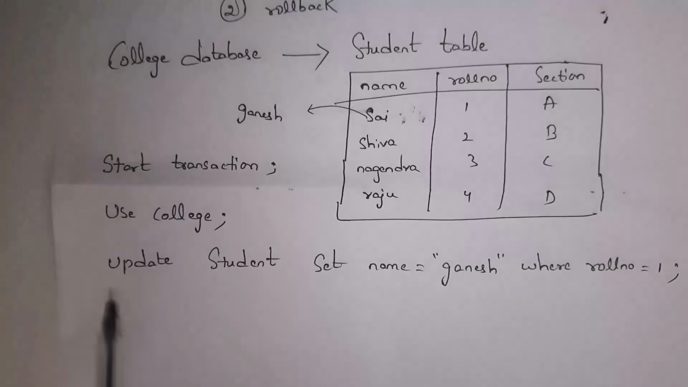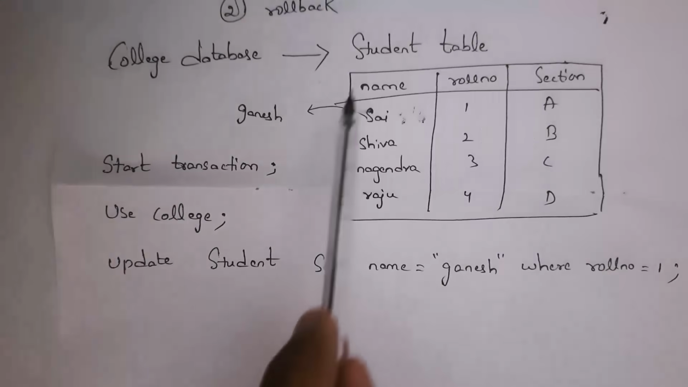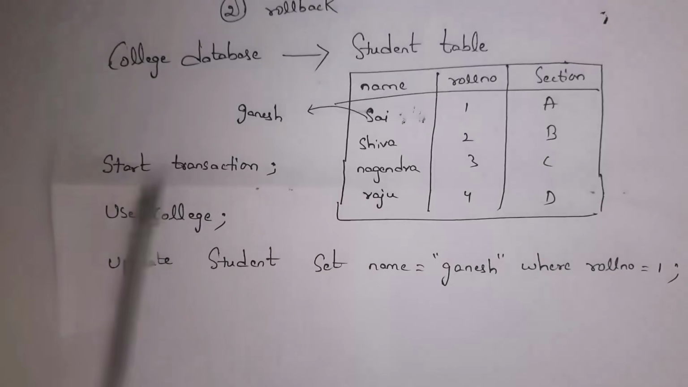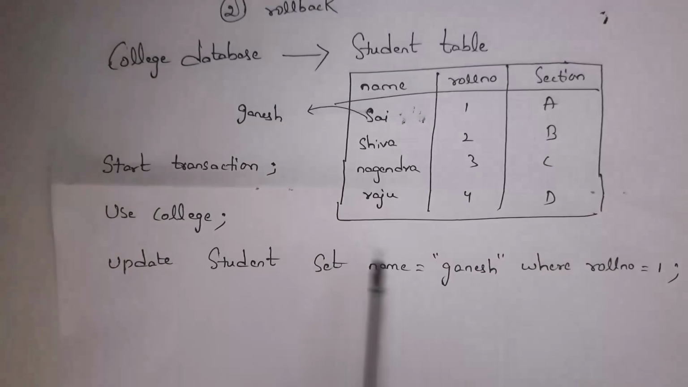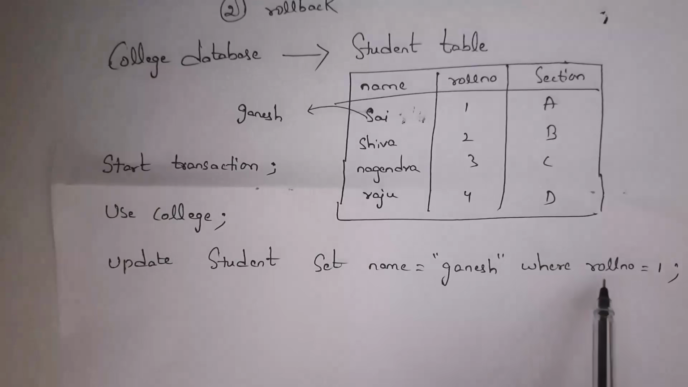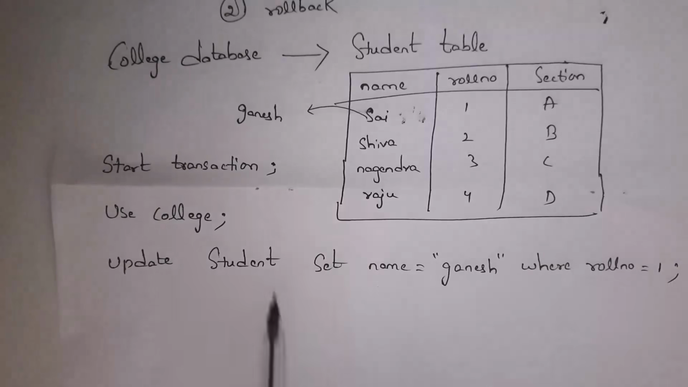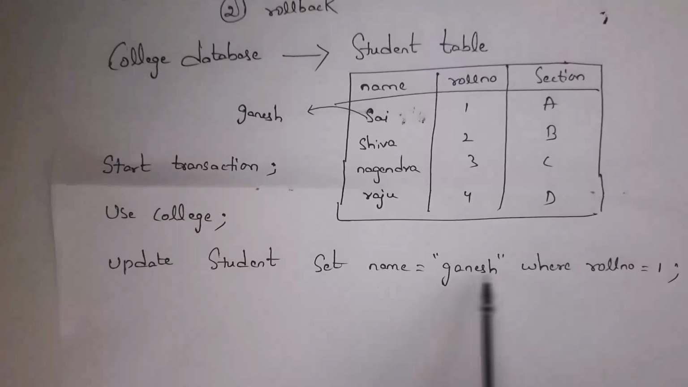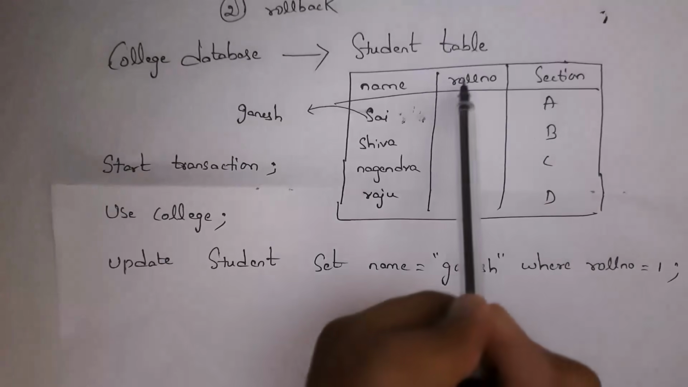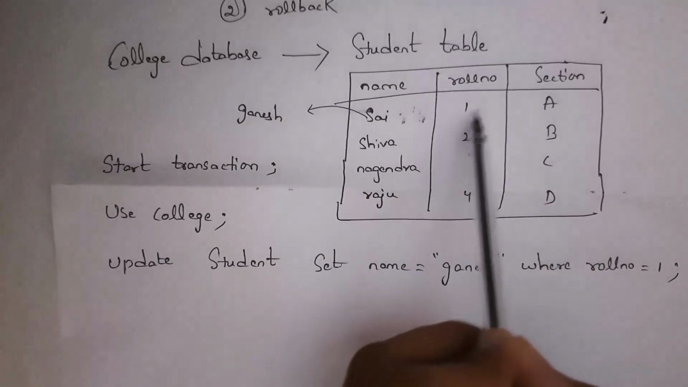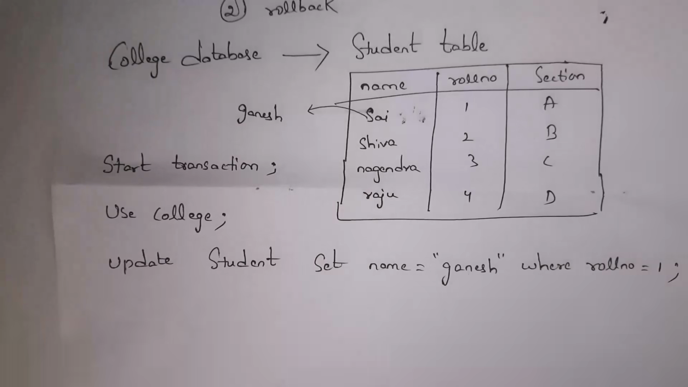Now in the student table, I want to change name Sai to name Ganesh. So just you need to use update command. So just write here update and table name. I want to update data which is present in student table. So just write update student, set name equal to Ganesh where roll number equal to 1. Meaning of this code is it will change name to Ganesh whose roll number is 1. Here in this table, Sai roll number is 1. So it will change name from Sai to Ganesh.